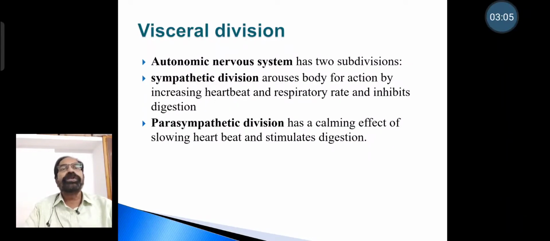Autonomic nervous system has two divisions. Sympathetic division arouses body for action by increasing heartbeat and respiratory rate and inhibits digestion. The parasympathetic division has calming effect, slowing the heartbeat and stimulating digestion.